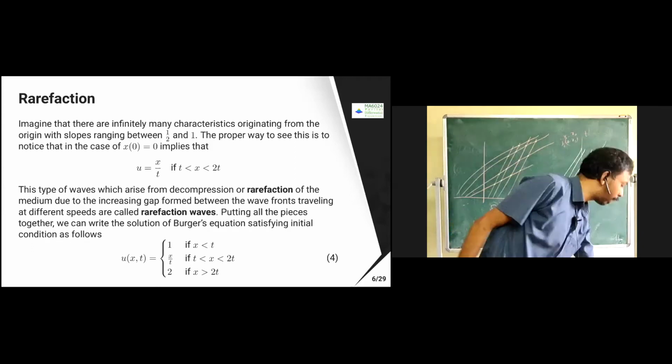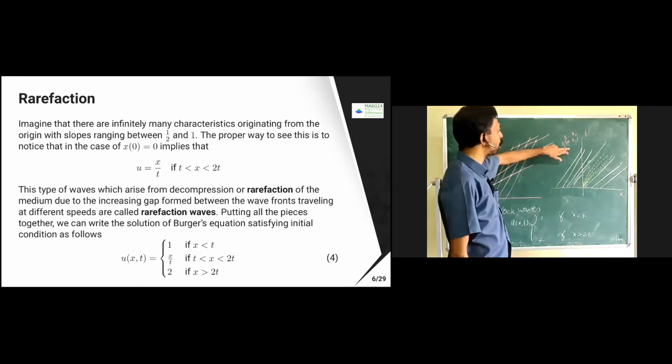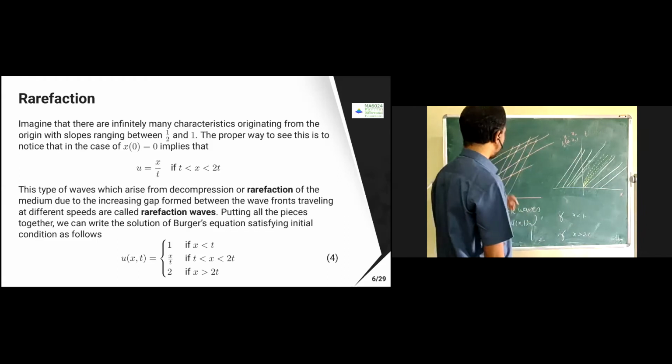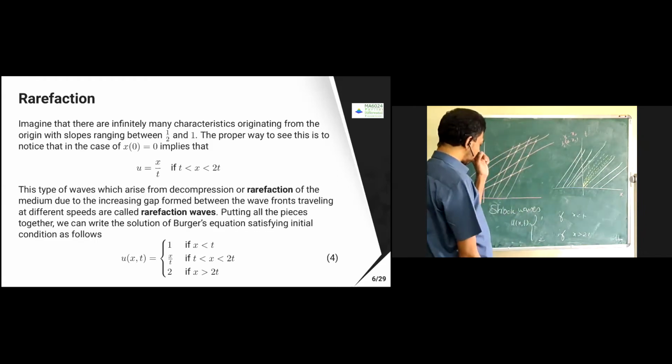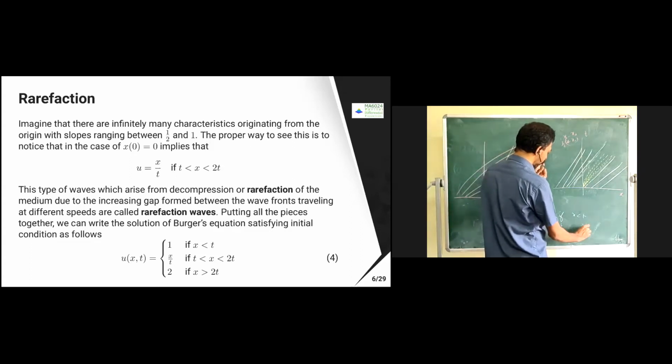Because we have the slope as 2. The slope for this one is half. So in terms of x it will become like 2, so 2t will come. Now what is going to happen here when x is between t and 2t? What is going to happen when x is between t and 2t?